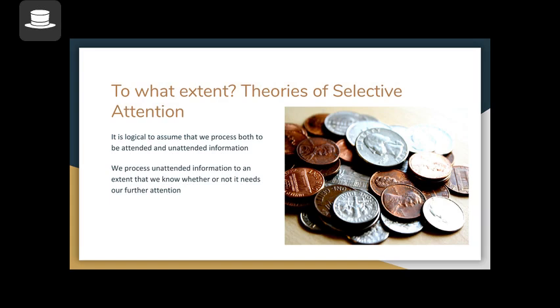This brings us to the two theories of selective attention. There are several other theories, but we're going to concentrate on these two classical theories. The question they ask is very simple: to what extent is the unattended information processed? And we'll do that in the next slide.